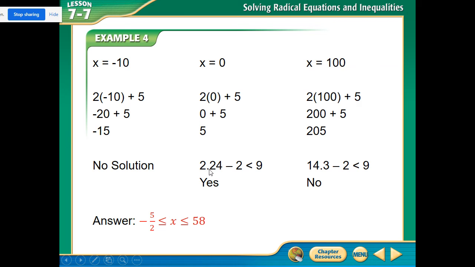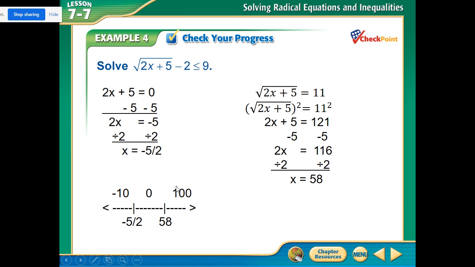Here I get square root of 5, which is 2.24, about, minus 2. That's going to be less than 9. That's good, yes. When I put in 100, I get square root of 205, which is 14.3 minus 2. That's definitely not less than 9, so no. So again, I'm dealing with that middle section here. So go ahead and test whatever numbers you want. It's fine, and then write your answer accordingly.